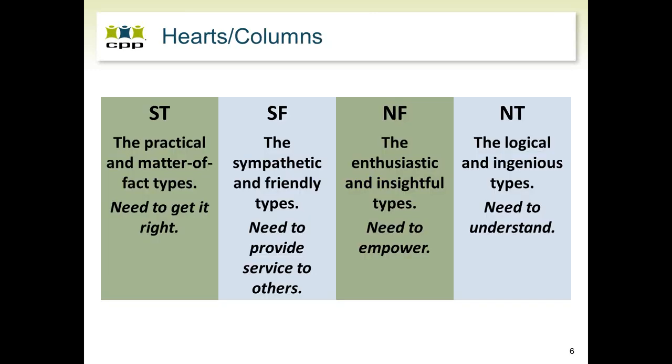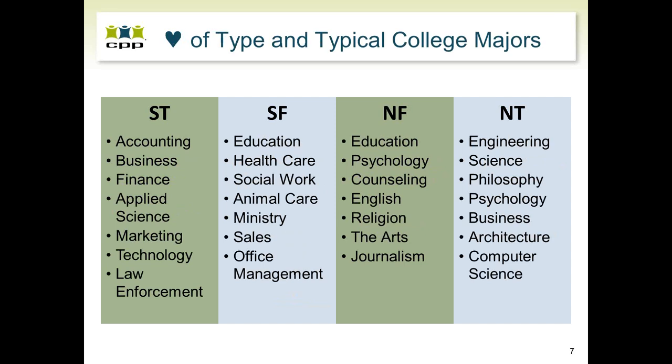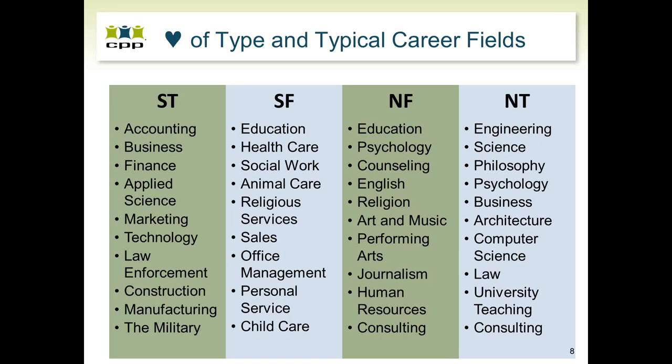For instance, ST types are practical and matter-of-fact. Their interests and values are driven by a need to get it right. SF types are sympathetic and friendly. Their interests and values are driven by a need to provide service. NF types are enthusiastic and insightful. Their interests and values are driven by a need to empower. NT types are logical and ingenious. Their interests and values are driven by a need to understand. If we can verify the heart of type, we can suggest typical college majors that might be a good fit and typical career fields.